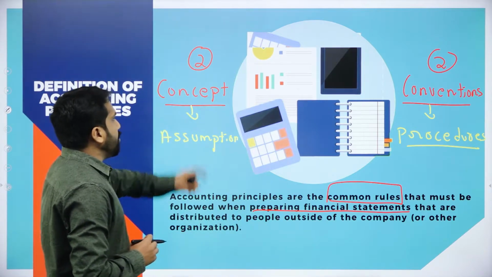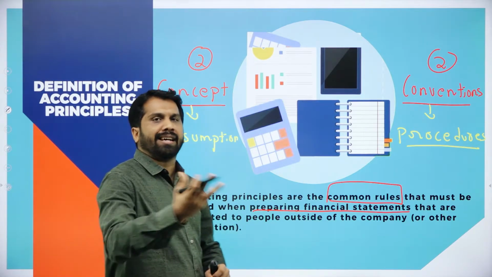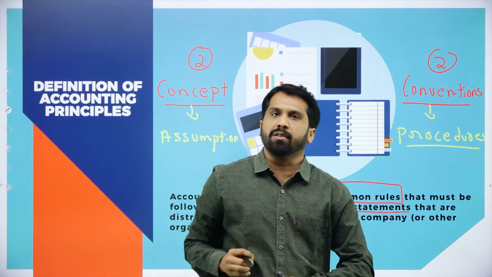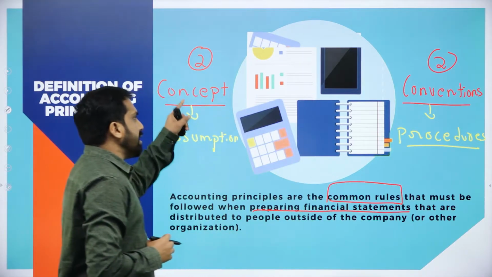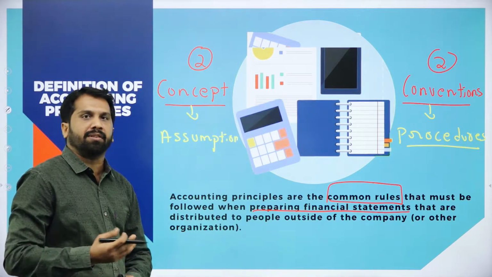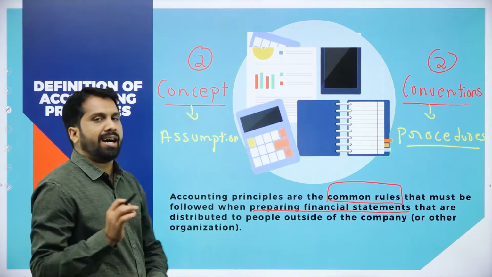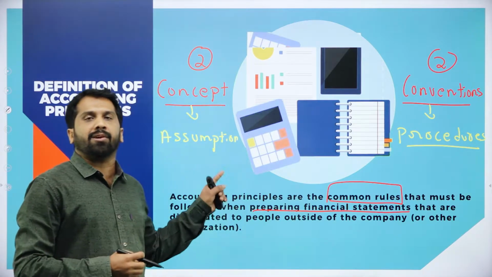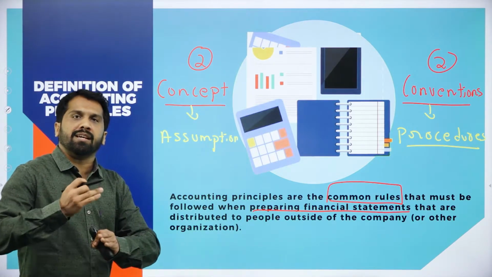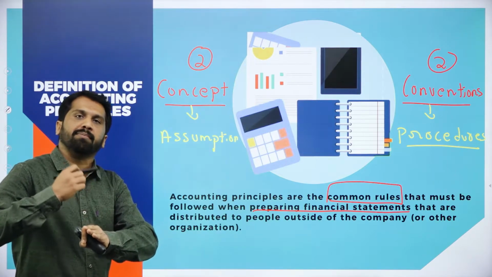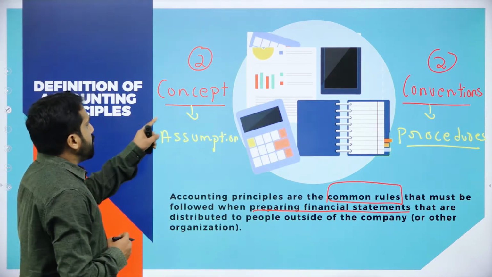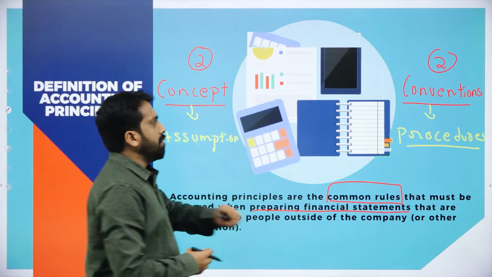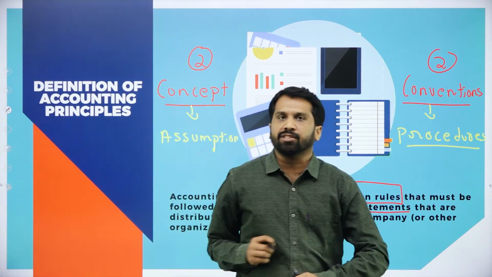Similarly, in accounting concept, certain guidance are there which we must follow. So there won't be any confusion in that. Why? Because these rules are common for everyone. So these are the concepts. We will understand concepts one by one later. Now, what do you mean by concept? Concept means assumptions. Now, we'll come to conventions.